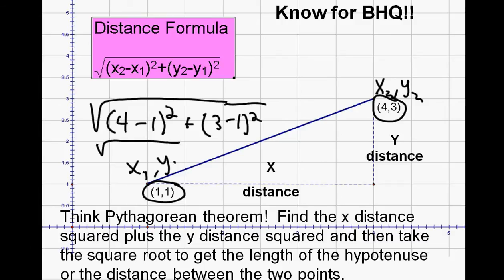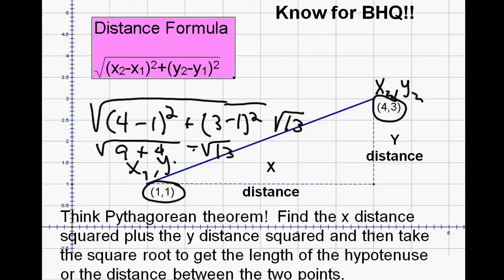When I finish calculating this, 4 minus 1 is 3, 3 squared is 9, 3 minus 1 is 2, 2 squared is 4, 9 plus 4 is 13, so this becomes the square root of 13. So the length of the blue side is the square root of 13.